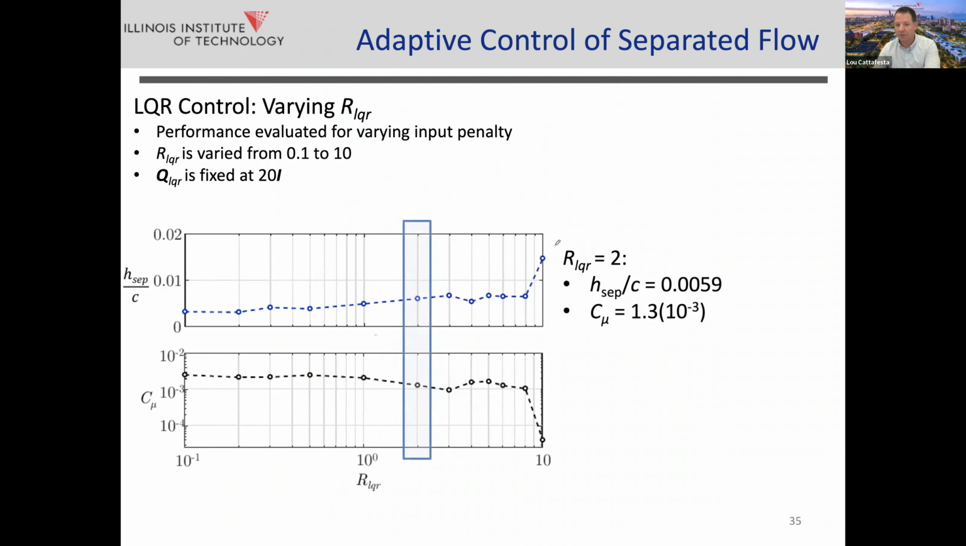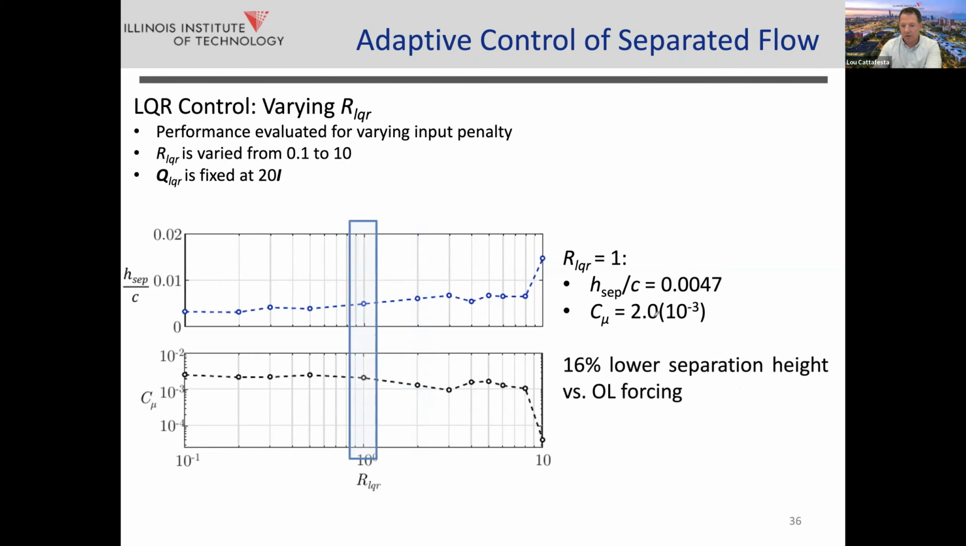So let's look at two specific cases. If R is set to 2, we get a corresponding height of the bubble and a C mu. If you compare this to the best open loop case that we have for this particular case, we get a 30% reduction in the C mu for the same separation bubble height. Alternatively, if we choose R equal to 1, we get again a separation bubble height and a certain value of C mu.